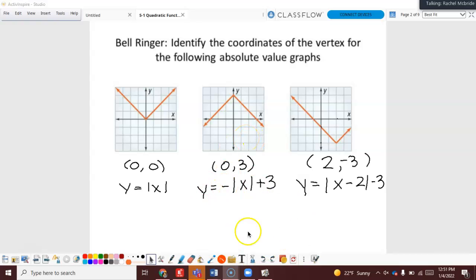The reason we start talking about the words reflection and shifting is because all of those same properties with reflecting, shifting, left, right, up, and down with absolute values directly corresponds to quadratics. So the formulas are very similar and the transformations are very similar. The vertex of the quadratic is very similar to the vertex of the absolute value. It will be where the max or the min occurs. So this has a min, max, min.